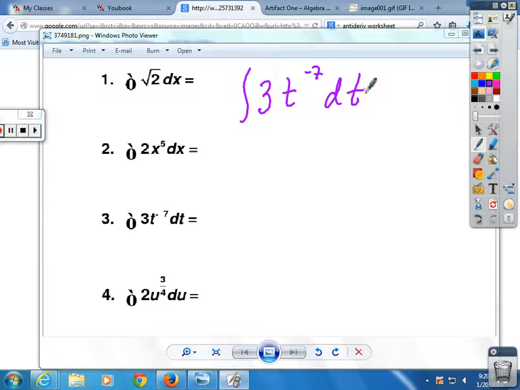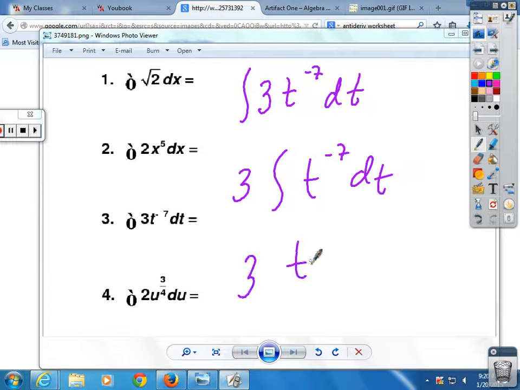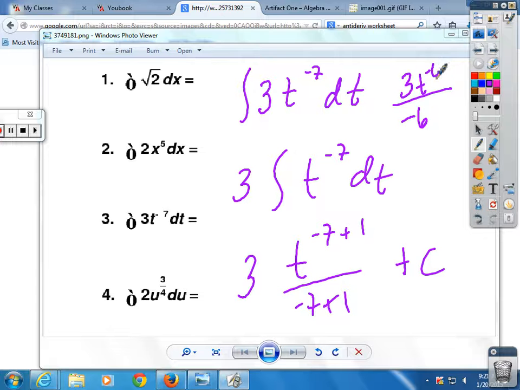What am I going to pull out? Now you just take the derivative by your power rule. And that's going to give you negative what? 6. t to the negative 6 over negative 6. Negative 6. t to the negative 6. Y'all help me out, make sure I don't make a mistake.